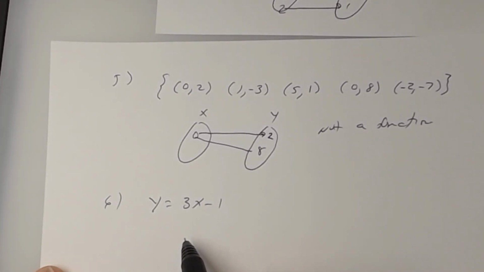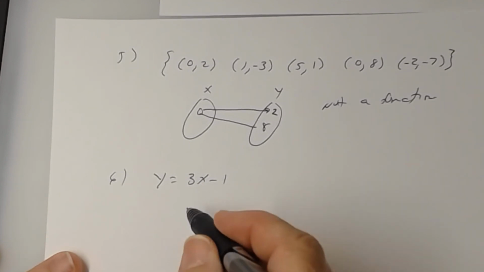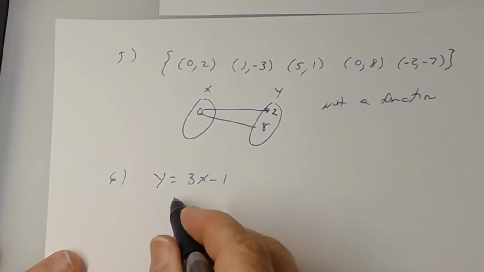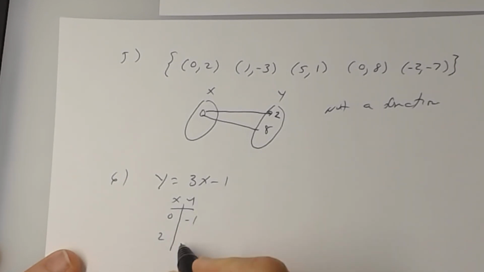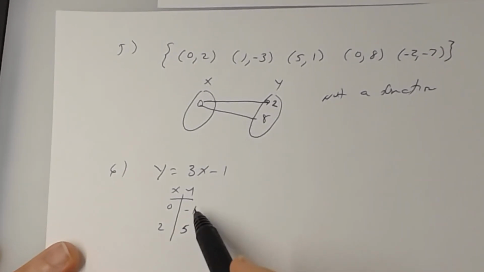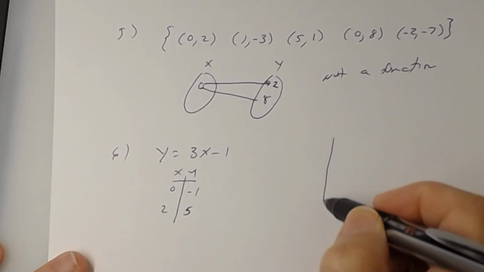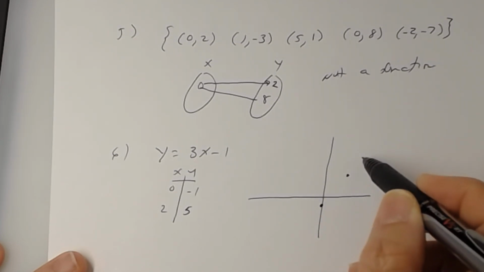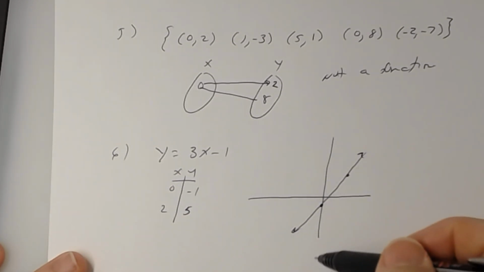So if I were to graph this, do you remember what the graph is? To graph a line, how many points do you need? Just 2. So if x is 0, what's my y value? If x is 2, what's my y value? 5. And in fact, no matter what I use for my x coordinate, how many y values would I end up having? Just 1. So if I look at the graph, here's 0, negative 1, here's 2, 5. You get this relation. Does it pass the vertical line test?